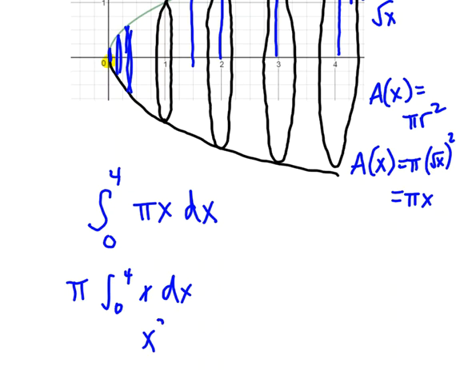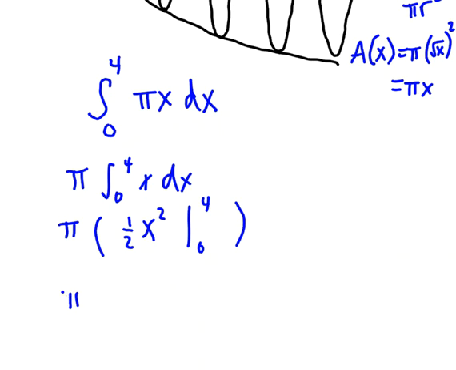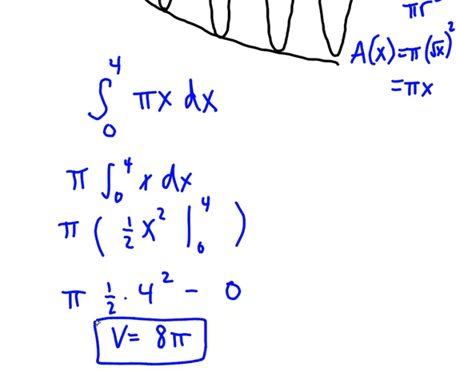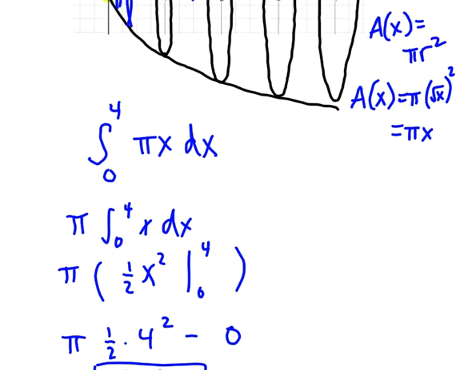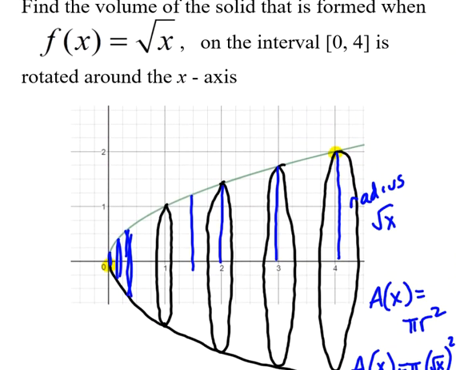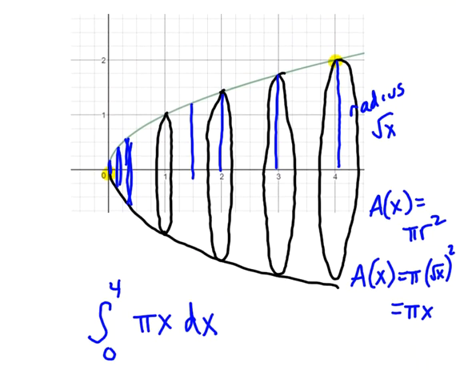Then I'm going to have one half x squared, evaluated from 0 to 4, which is pi times one half times 4 squared minus 0. So I get 8 pi. That's what my volume is equal to. Again, this was an example of a disk, because each shape that it created when I revolved around the x-axis was a circle. Let's try another example.